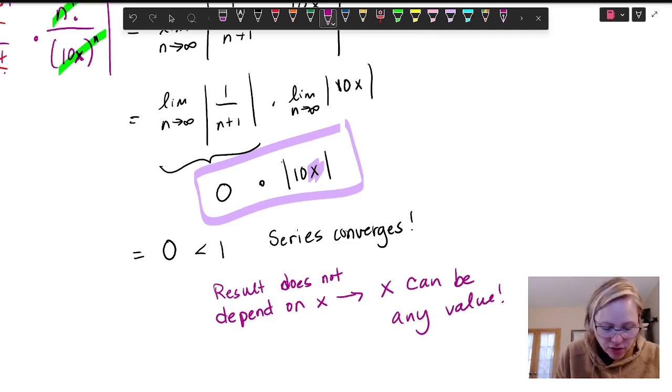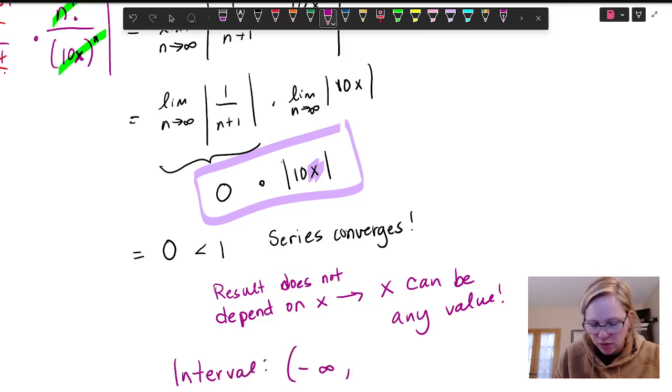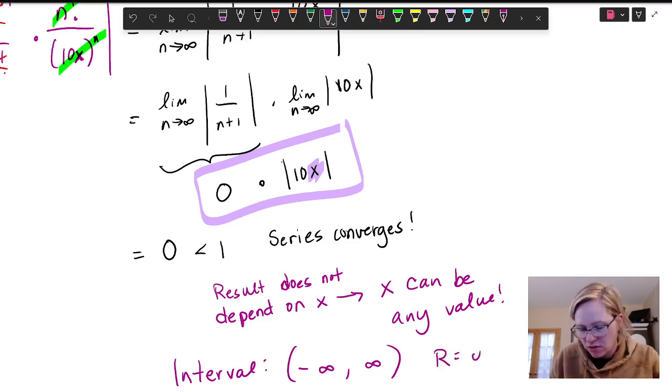And so my interval of convergence is just all real numbers. And so usually we write it as interval notation, and that's going to be my interval of convergence. And so my radius of convergence is infinite. So if you wanted to write that, your radius is infinite.